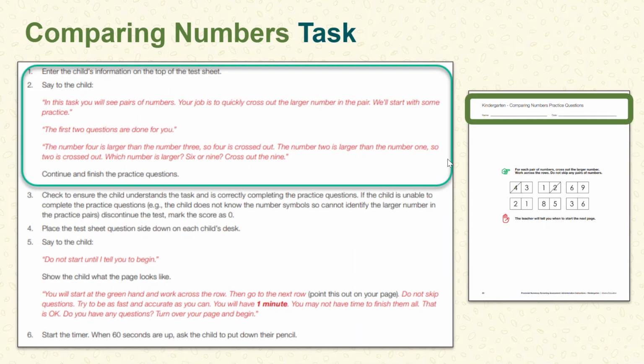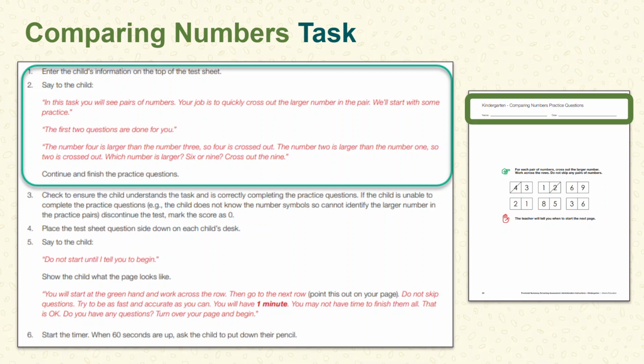Okay, so the first component is going to be related to the actual practice questions. And so you will provide the student with the practice page as pictured here, and you can record their name and date for them, just to simplify this part. And then you're going to say to the child, in this task, you will see pairs of numbers. Your job is to quickly cross out the larger number in the pair. We're going to start with some practice.